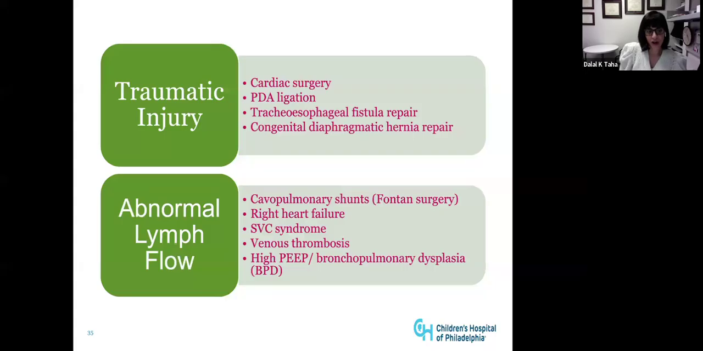The other causes of acquired lymph disorders have to do with abnormal flow, and these are a little trickier to deal with. And so, cavopulmonary shunts, right heart failure, SVC syndrome, venous thrombosis, or severe BPD with high PEEP and hyperinflated lungs, these all alter normal lymph flow and result in a lot of dysfunction.